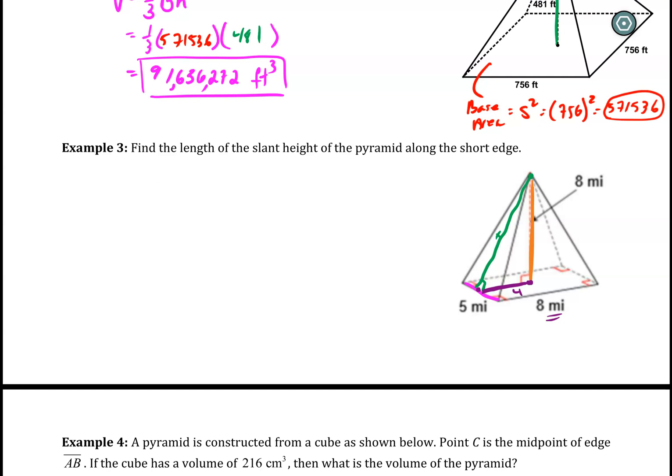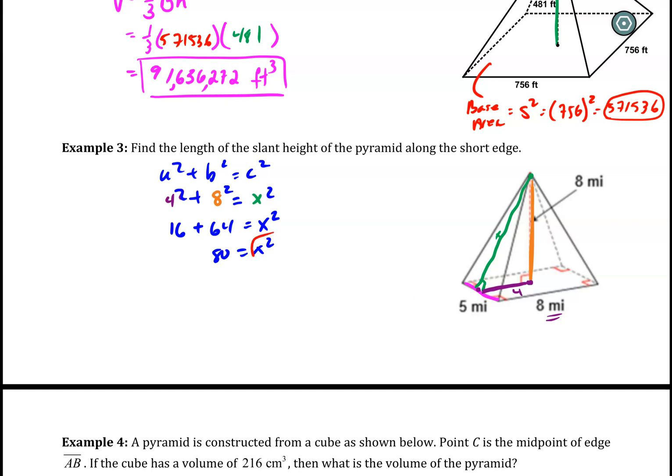Now I can use my formula, a squared plus b squared equals c squared. Whenever I have 2 sides of a right triangle and I'm looking for the third, I can use the Pythagorean Theorem. So a and b are my legs. One of my legs is 4. The other leg is 8. And we are looking for our slant height, which I called x. And again, these are all squared. If we simplify this, I get 16 plus 64 is equal to x squared. This gets me 80 is equal to x squared.